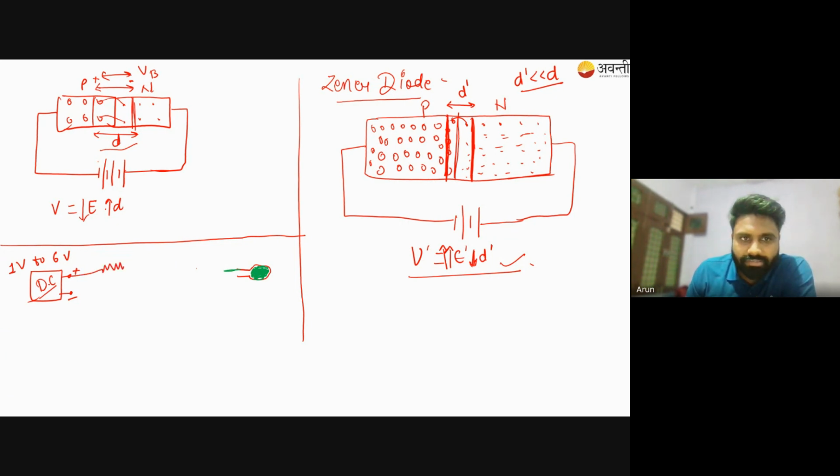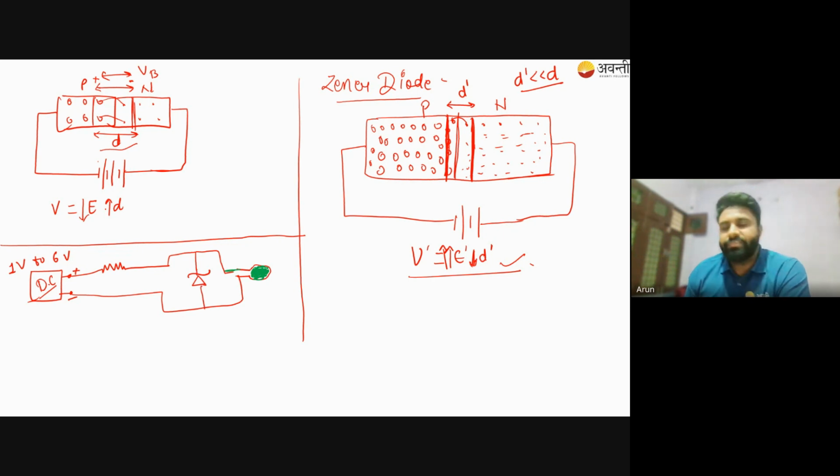And this is the load resistance. And here this LED is connected to this, and this point is connected to this negative. In between of them, I would connect a Zener diode, which is a special kind of diode.